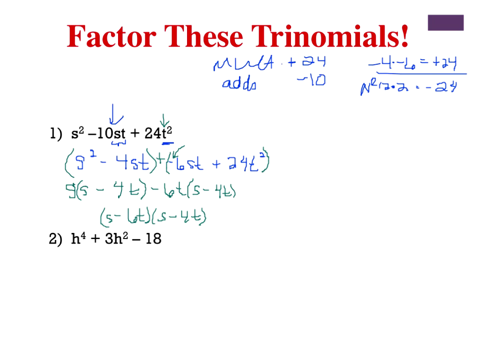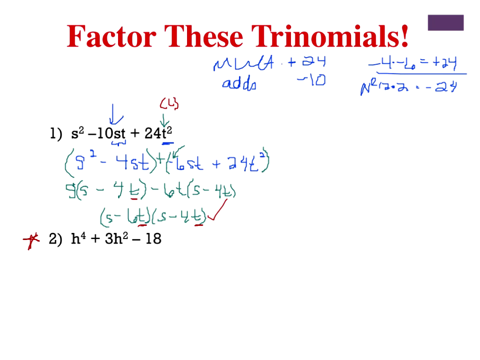Some people also look at this and say, I know that I have a t squared at the end of this, so I need to find some variables like t times t to give me a t squared. I just need it in my last position. In FOIL, I need it in my last position. That's one way we can look at factoring this.